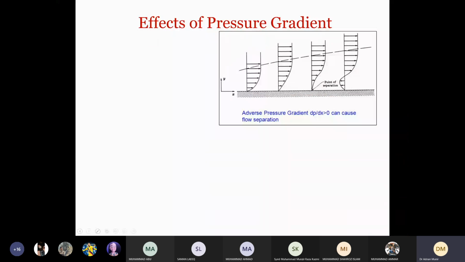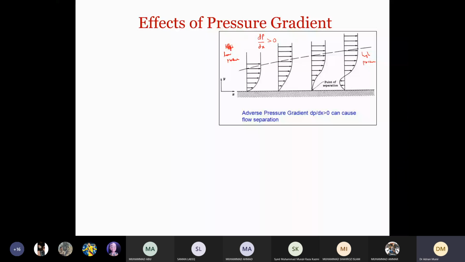So now you can see that this is the effect of pressure gradient. We have a flat plate like this. As dp over dx starts increasing, that is called the adverse pressure gradient. So that means if dp by dx is increasing, this will be low pressure here, and this will be high pressure here downstream.